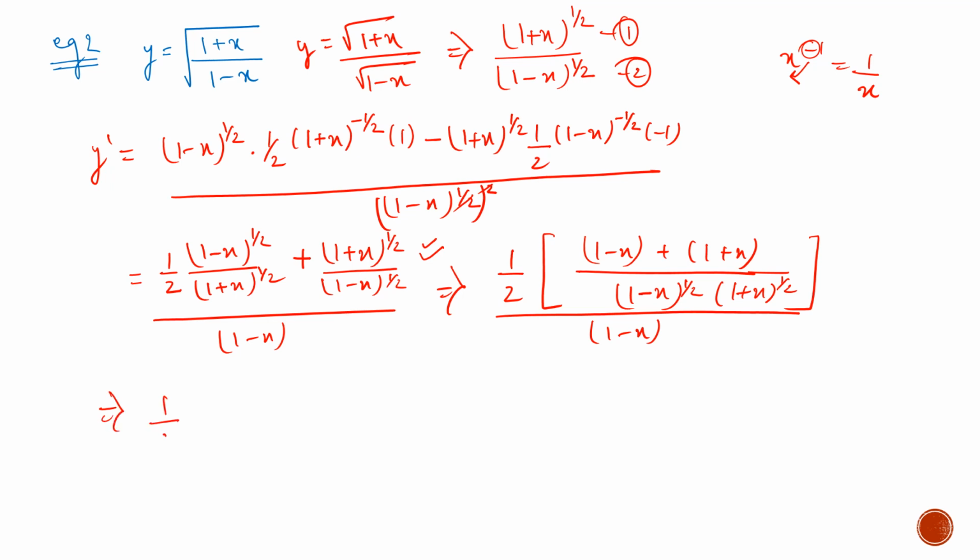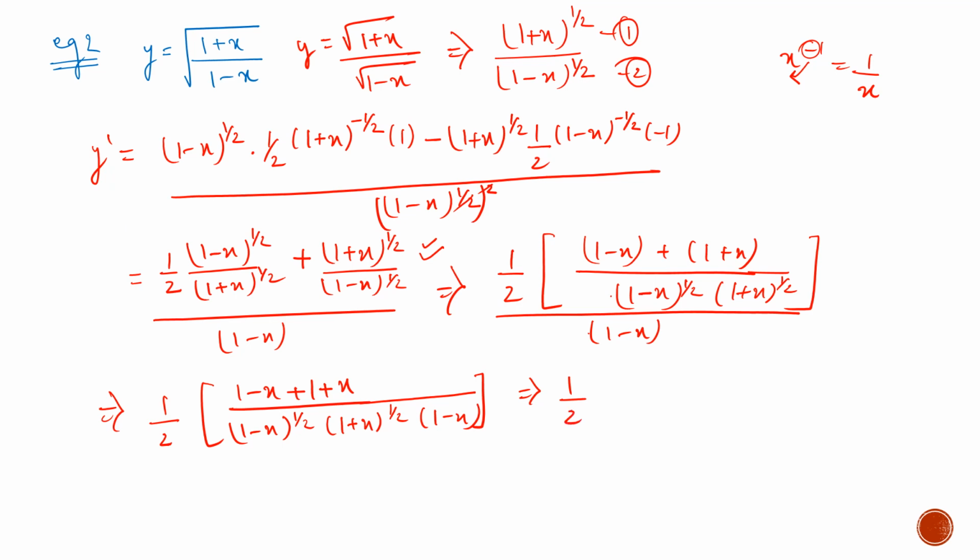Again taking 1 by 2 outside, now we have this denominator and this denominator, so it can be written as 1 minus x plus 1 plus x upon 1 minus x to the power 1 by 2, 1 plus x to the power 1 by 2 multiplied by 1 minus x. So we have three things in multiplication in the denominator. So it is 1 by 2. Here the x and x cancel because they are opposite in sign. So it's 2 upon, the base is same here, so the powers get added.